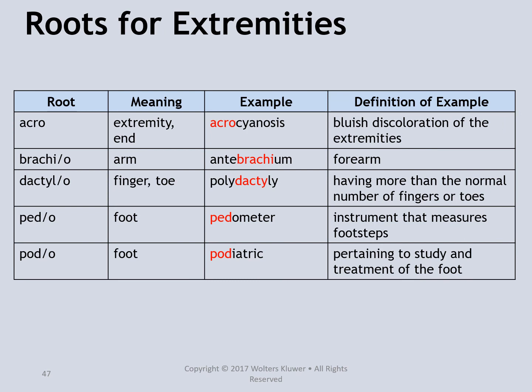When we talk about extremities, acro refers to any kind of end. Brachio is your arm. Dactylo is your finger or toe. And then pedo or podo, both of these refer to your feet.